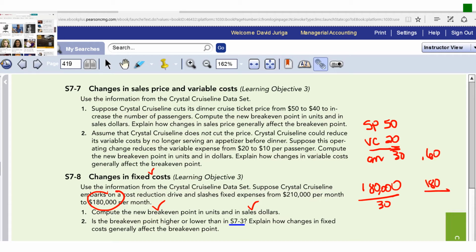So then you can convert that to your revenue by taking 180 divided by 0.6, or just take these units times the sales price. Either way, I'm going to show you this on the next slide, but that's going to give you part 1. And then obviously the question says, is the break-even point higher or lower than in S7-3? Well, remember, they lowered fixed costs, so you do not have as many fixed costs. So think about how that's going to affect break-even. If you don't have as many fixed costs to cover, you don't have to sell as many units. So think about that relationship, because since you're lowering cost, your break-even point should actually go down.